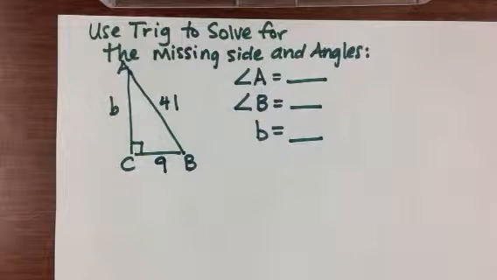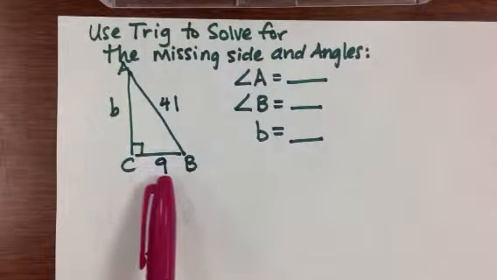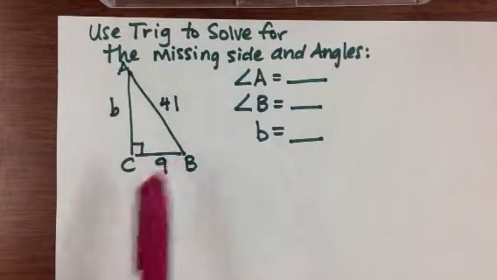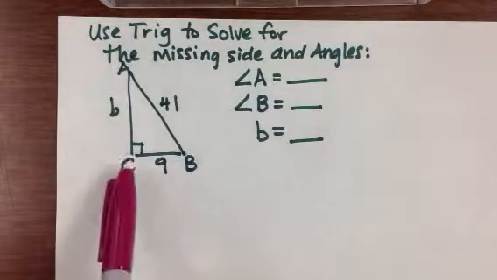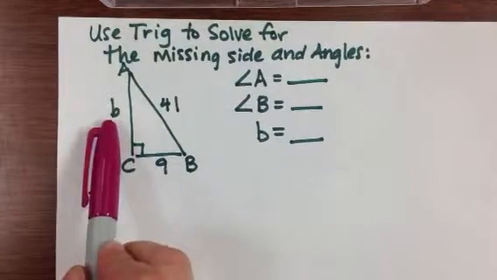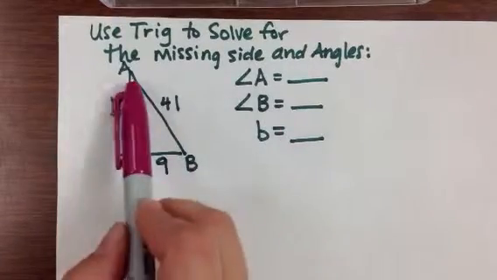So the problem here is to use trigonometry to solve for the missing sides and angles. If you notice, I'm given side CB with a length of 9. Side AB gives me a length of 41. I am missing length AC, which will be called side b, and I'm missing two angles, angle A and angle B.